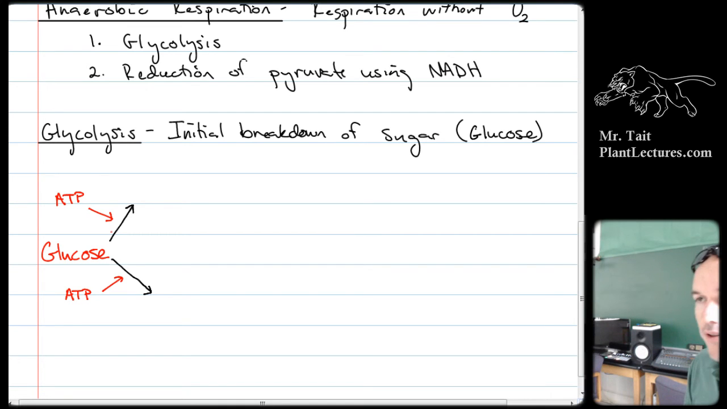So, you phosphorylate it twice, it becomes a molecule that's called fructose 1,6-bisphosphate. Fructose 1,6-bisphosphate gets broken down into a molecule that is called G3P. So that should seem familiar. Right? G3P is the end product of the Calvin cycle. Then the G3P gets broken down.